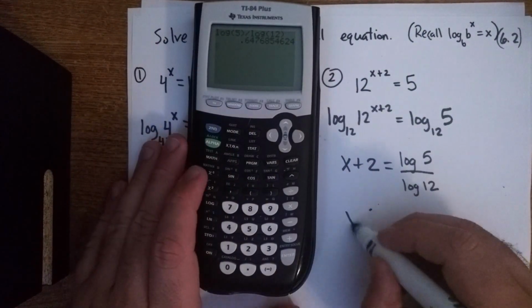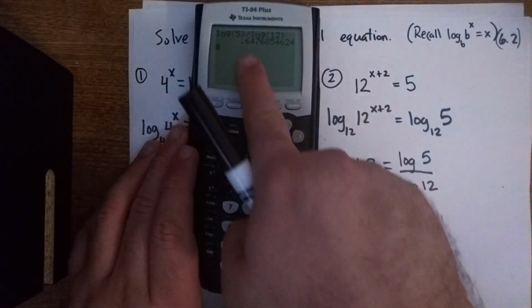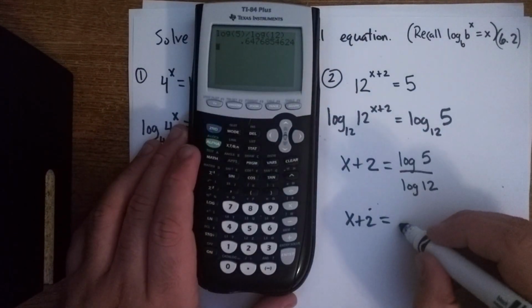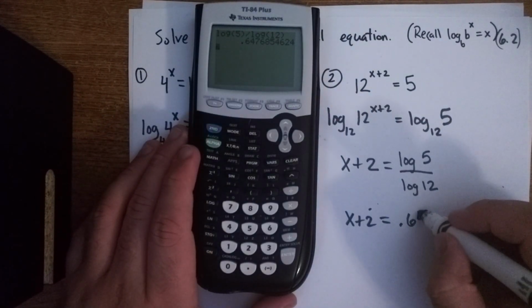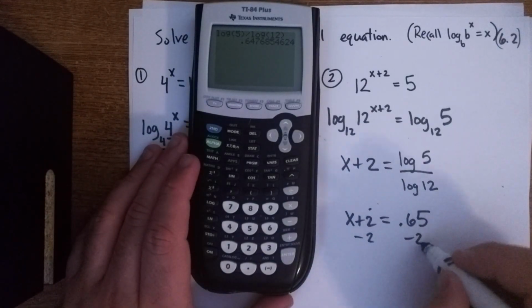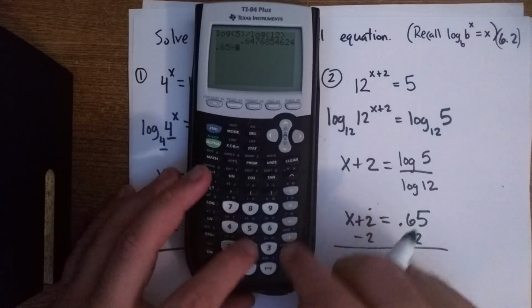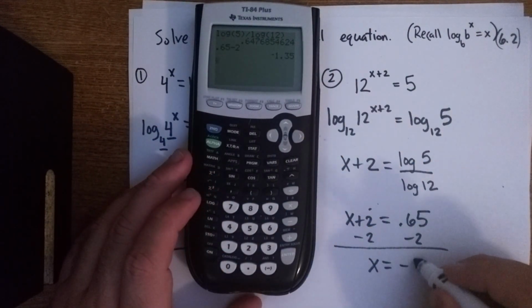So let's go ahead and bring the x plus 2 down. And we're going to rewrite this as the decimal that it is, which is 0.65 if we round. And then we're just going to subtract 2 from both sides to solve for x. So if I do 0.65 minus 2, I get negative 1.35.